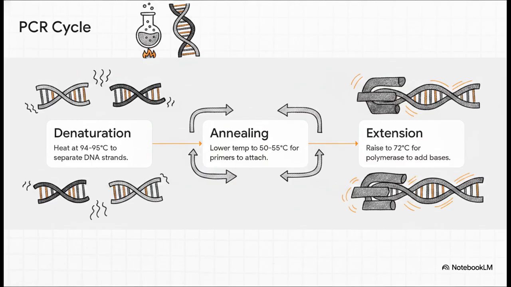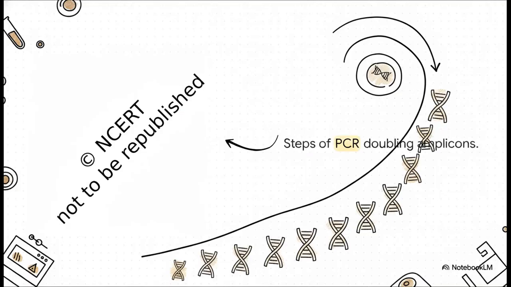Second, we cool it down to about 50 to 55 degrees for annealing, which lets specialized markers called primers latch onto our target sequences. Third is extension at 72 degrees. This triggers a heat-stable enzyme called DNA polymerase to race down the strand, adding base pairs and building a brand new double helix. And the math behind this PCR process was just wild.